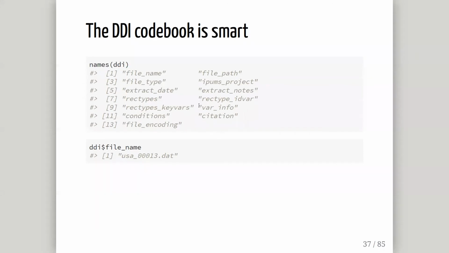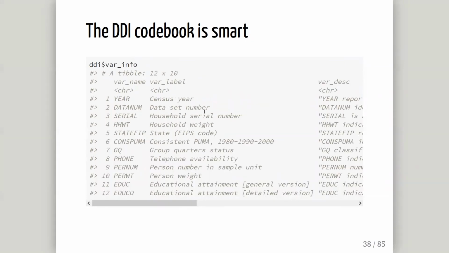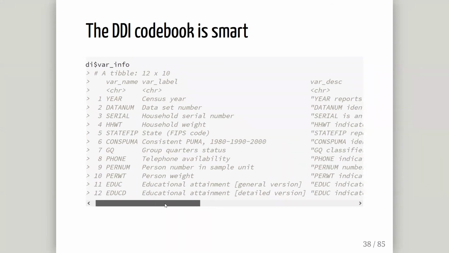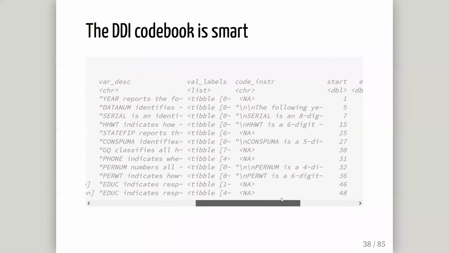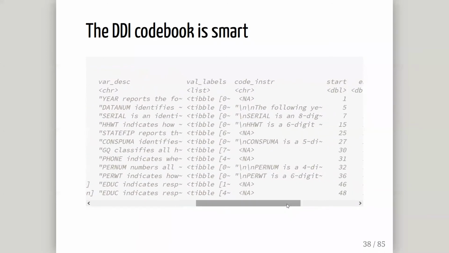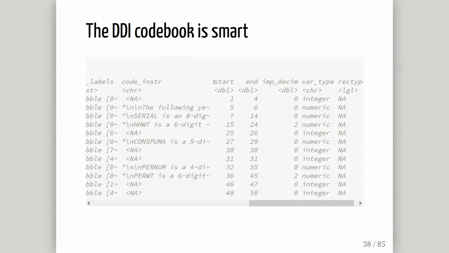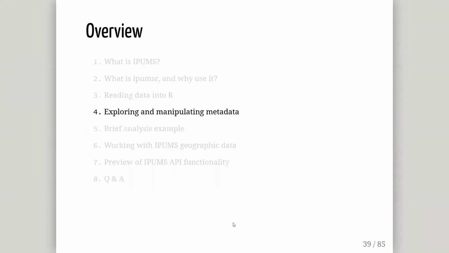The other thing that's really important in the DDI is this var_info object. So let's look at that. That's actually just a data frame itself, or a tibble. And each row in that object has all this information about each of these variables. It has the variable name, the label, the description, the value labels, and then, important for reading in the data, it has the start and end position, which columns correspond to that variable in that fixed width data file. Okay, so that's how you read in your data.